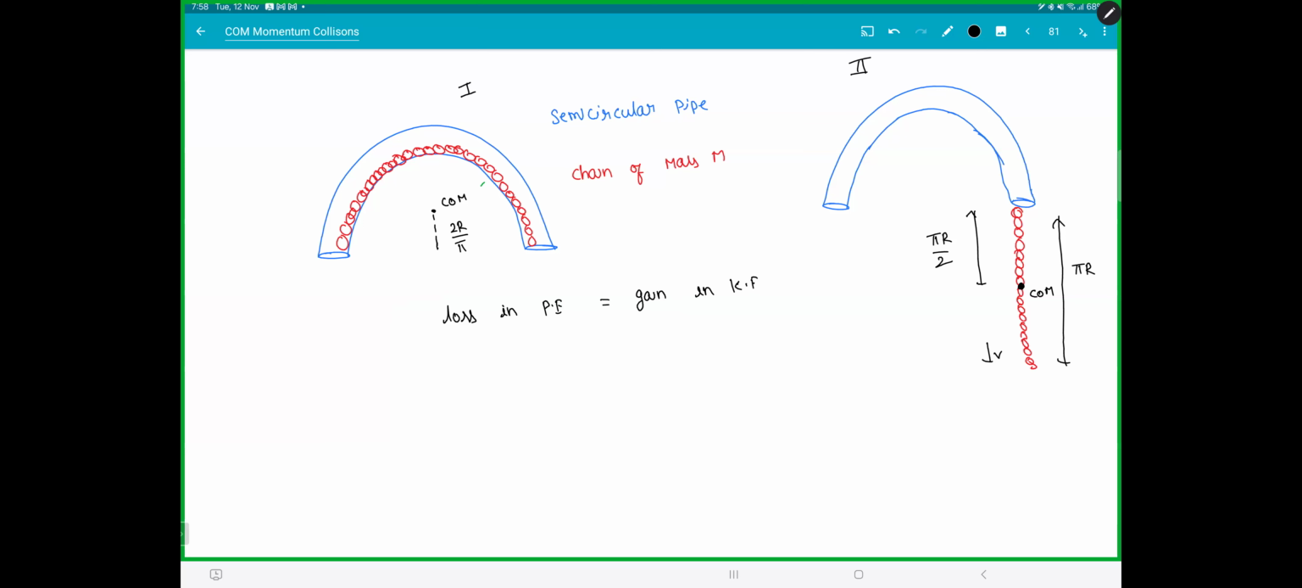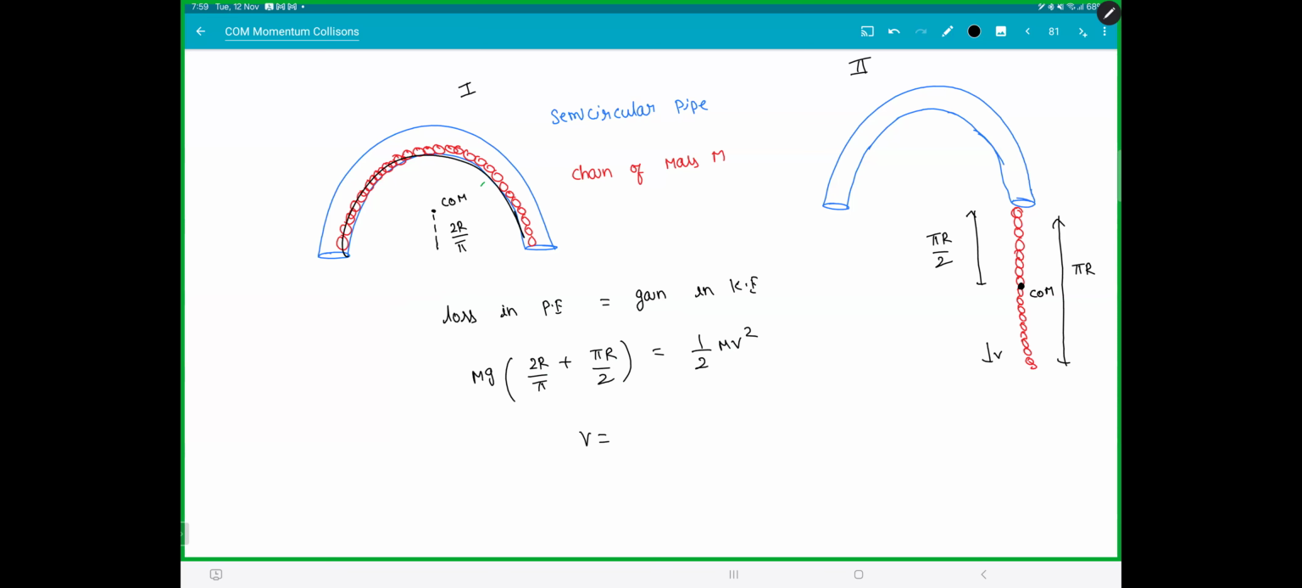That's it. Or else you have to actually take NLM and then integrate and do this stuff. It's quite messy. So mg, what is the total loss? 2r by pi plus pi r by 2 is equal to half mv square. There, you can simplify this further. You'll get the answer. That's your velocity. You'll get it in one step.